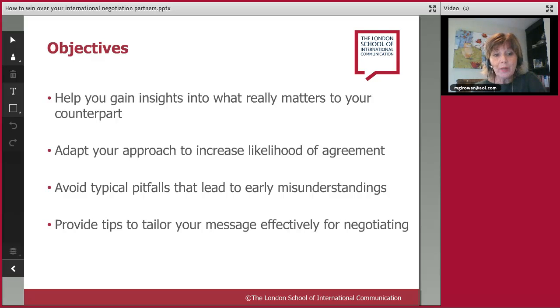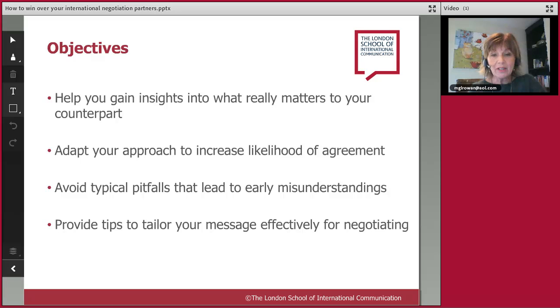There are some typical pitfalls that lead to early misunderstandings, and it is important that you know what those are and how to avoid them. So we're going to give you some key tips which will help you to tailor your message effectively for negotiating.